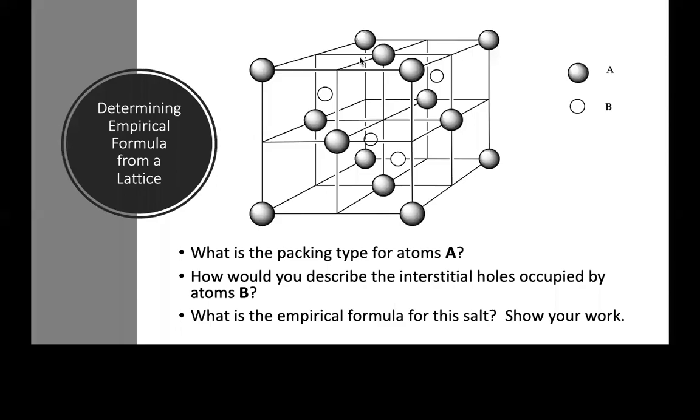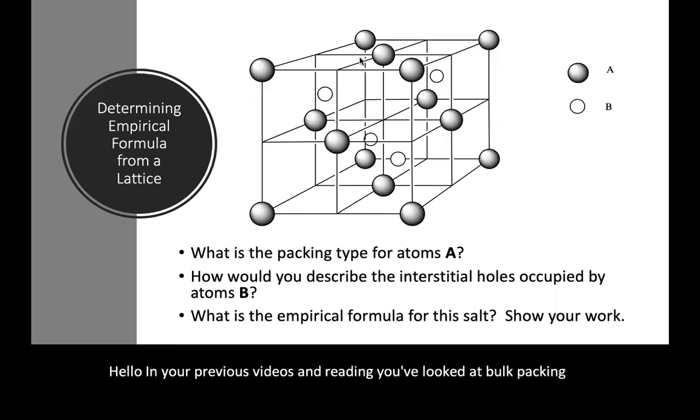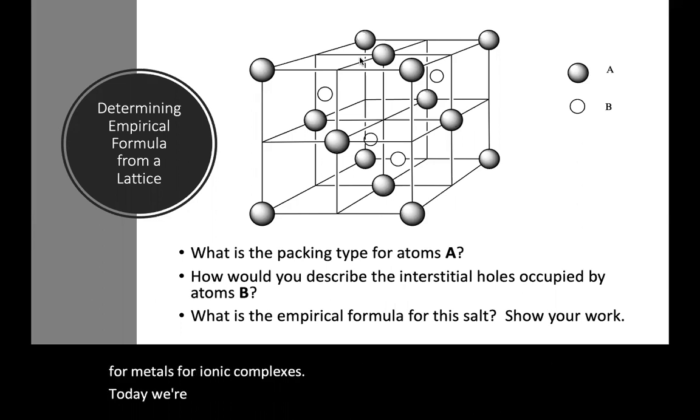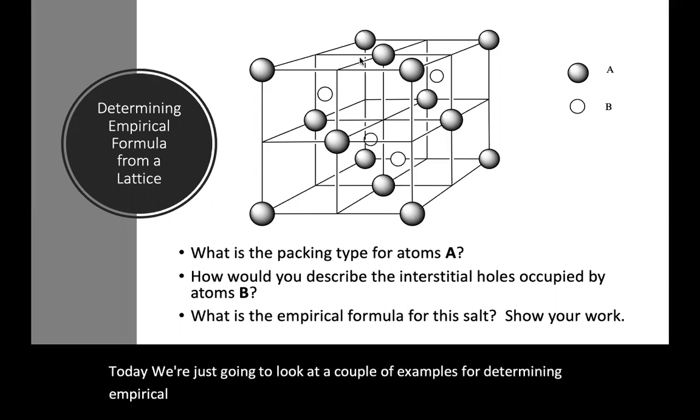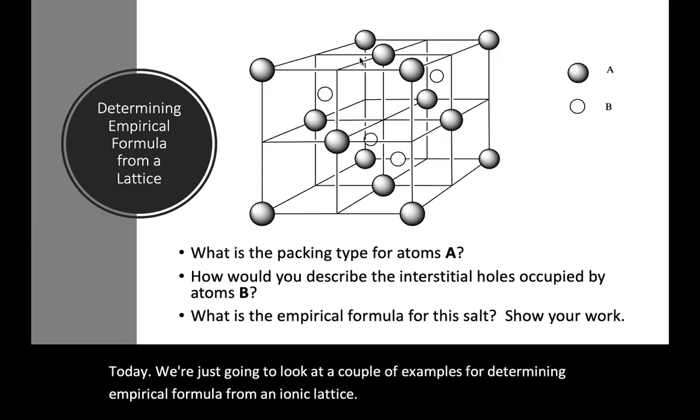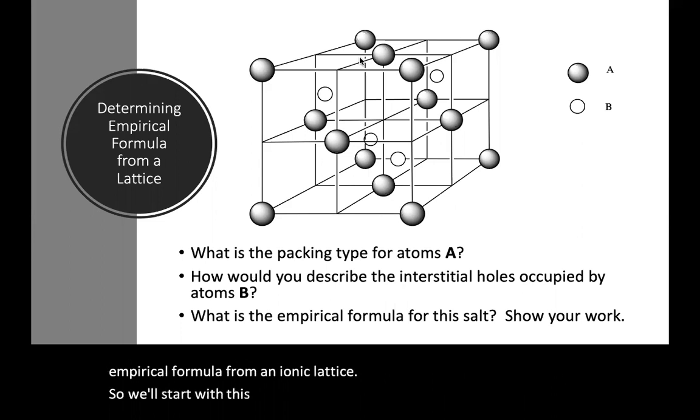Hello, in your previous videos and reading, you've looked at bulk packing for metals and for ionic complexes. Today, we're just going to look at a couple of examples for determining empirical formula from an ionic lattice. So we'll start with this example, and it's a generic one.